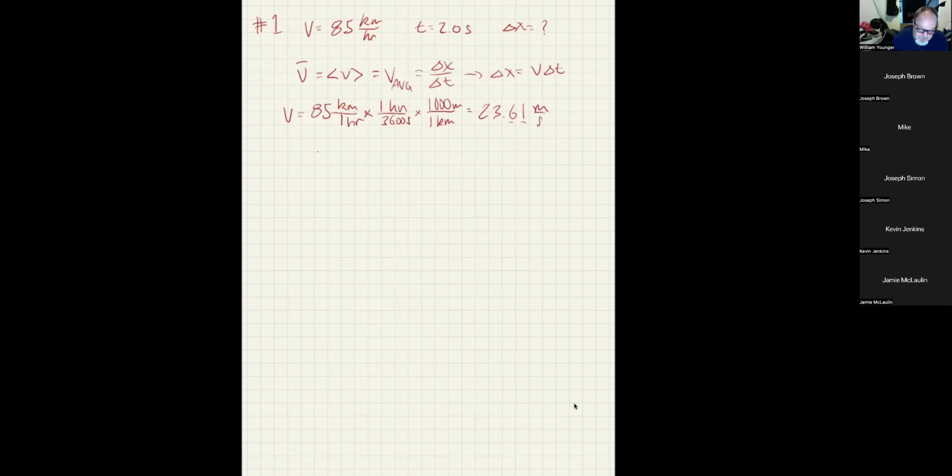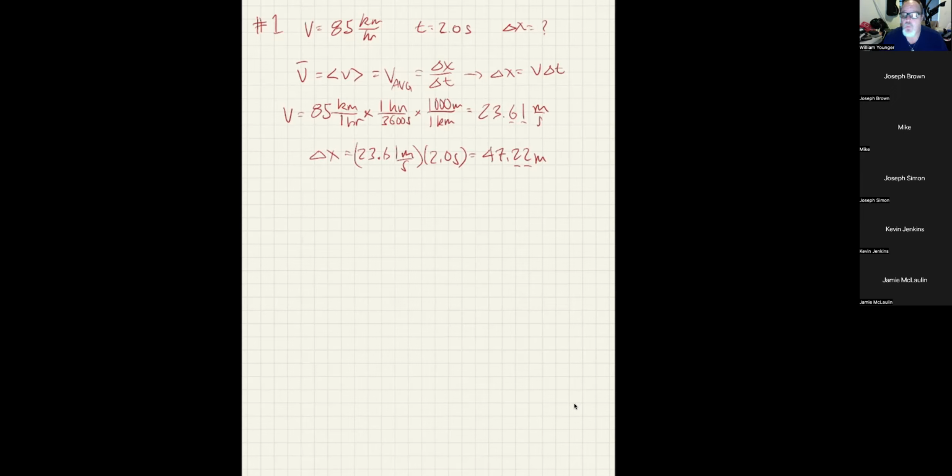So now I can say delta x, the distance traveled during that 2 seconds, is 23.61 meters per second times 2.0 seconds, which gives me 47.22 meters, again with 2 extra sig figs. Okay, that's almost 50 meters. That's probably pretty close to 50 yards, in other words.